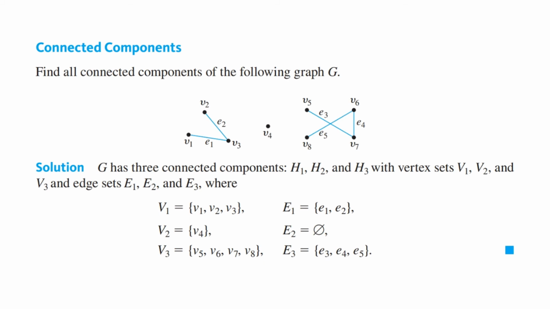Well, there are three connected subcomponents, H1, H2, and H3. The first line is the one we call H1, and H1 is the graph that we see on the far left. The next line is the one in the middle, and the third connected component is the subgraph that we see on the far right.